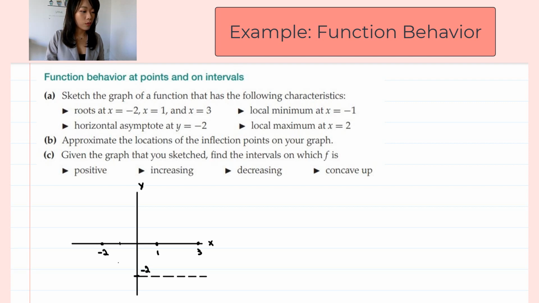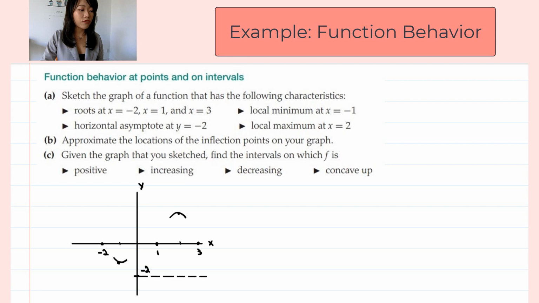Then the next property is that we want to have a local minimum at x equals -1. Let's suppose the function will pass through this point. And it is a local minimum, which means that this point will have a valley shape. Then the last property is that the function has a local maximum at x equals 2. Suppose the function passes through this point, and we have a local maximum, which means that this point will have a hill shape.